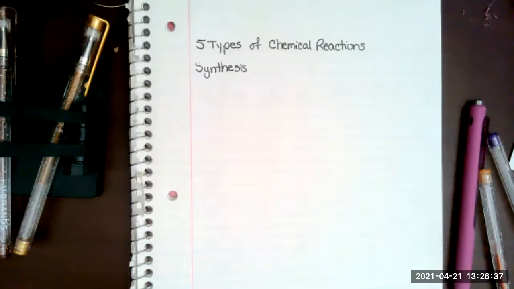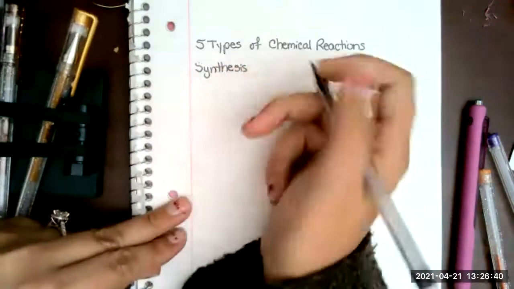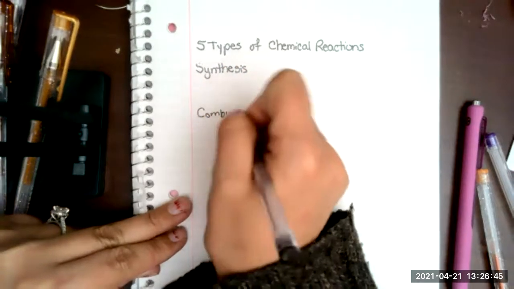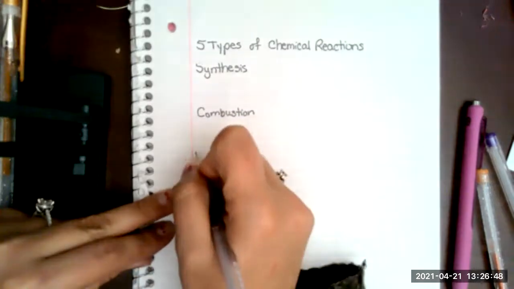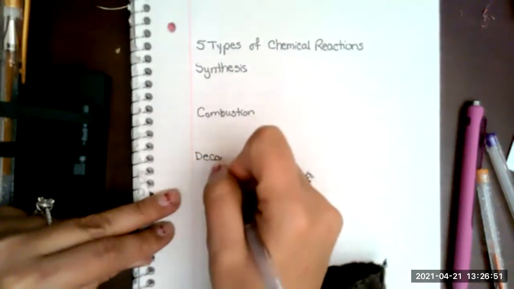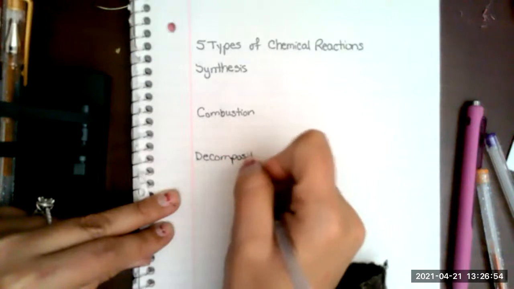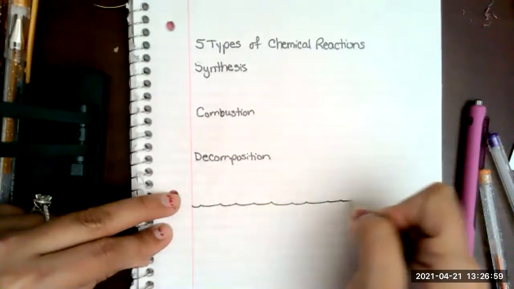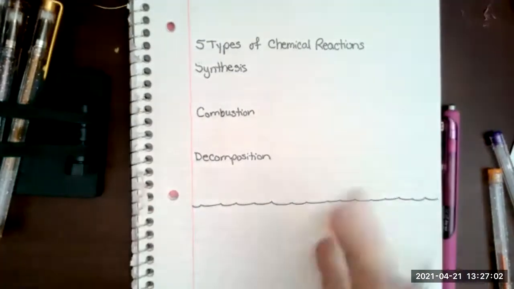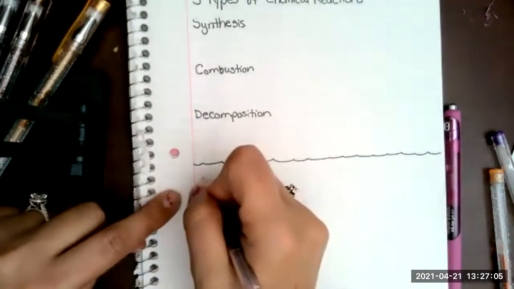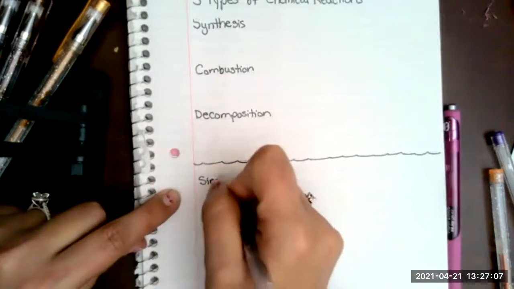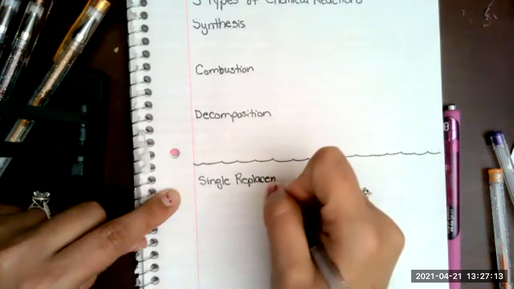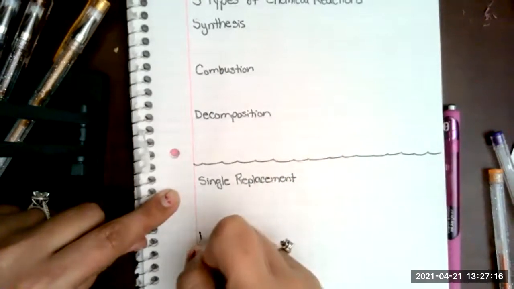So as I said, there's 5 types of chemical reactions. There's synthesis, combustion, decomposition, and then I'm going to put a little line here, because when we talk about single and double replacement reactions, the color coding gets a little different. And then we have single replacement, and double replacement.